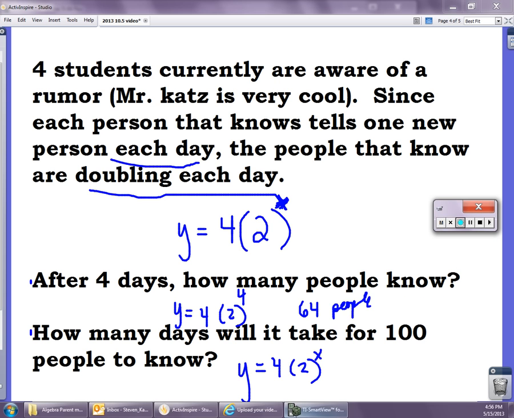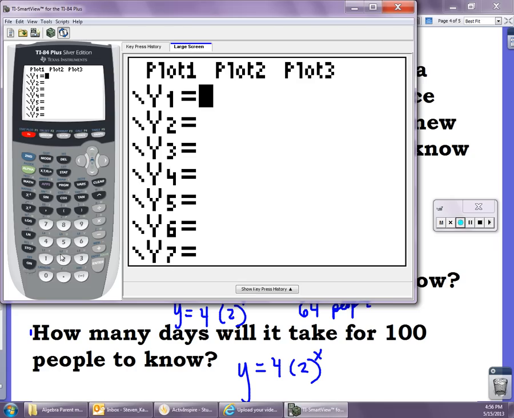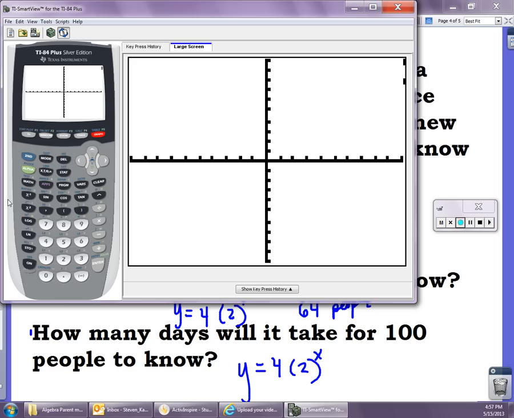So we're going to go on to our graph, and we're going to y equals, and I'm going to go ahead and plot the equation, which was 4 times 2 to the x power. Hit graph, and then we don't really need to see the graph. What we're going to do is go to our table. You can see the exponential. So on our table, we're looking for when will 100 people know this rumor.